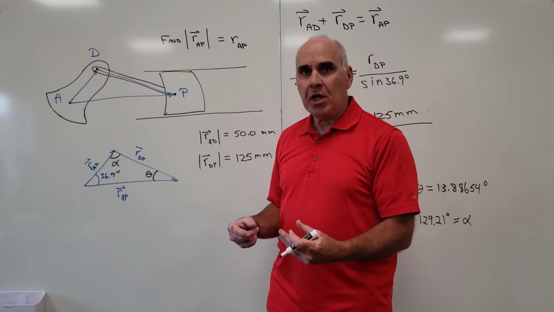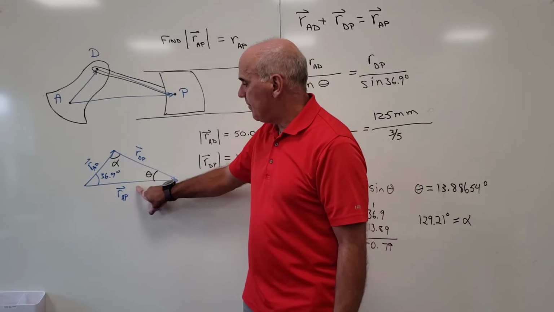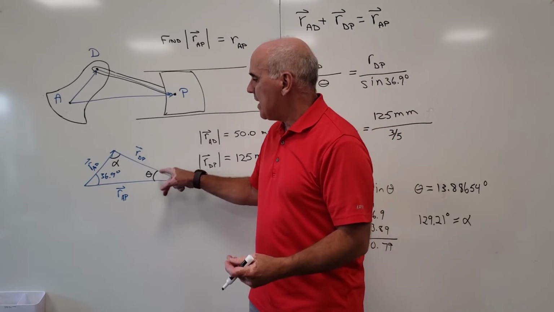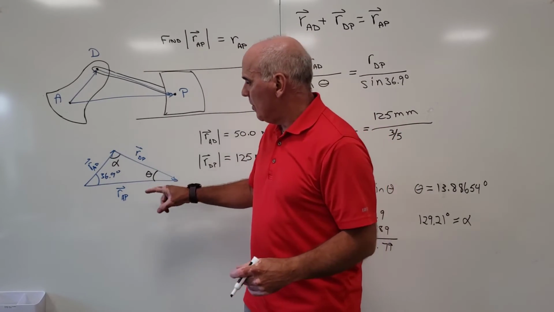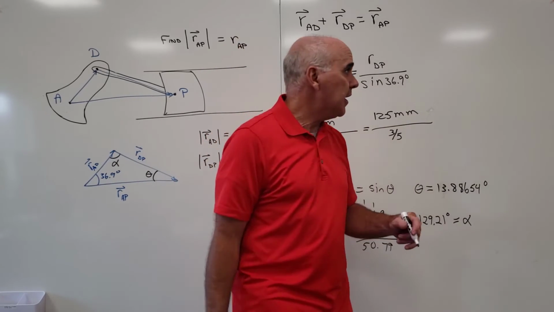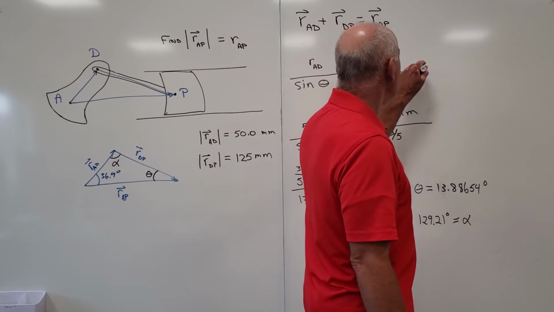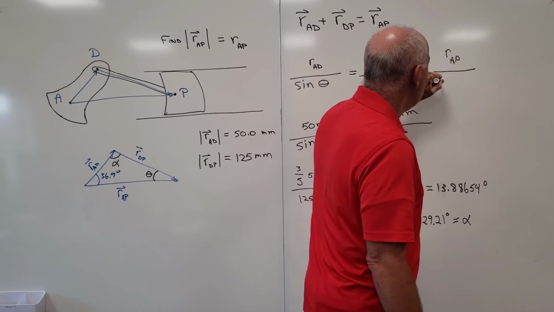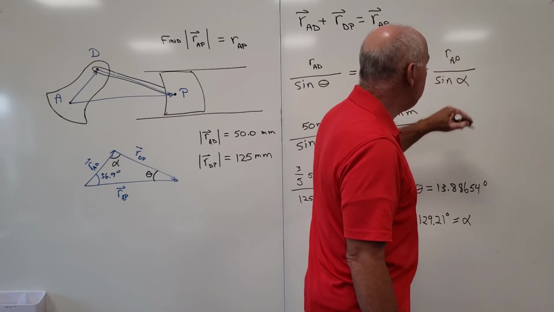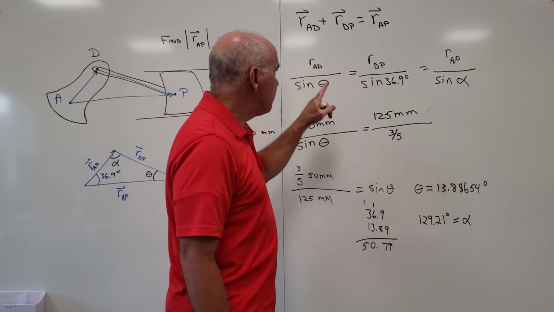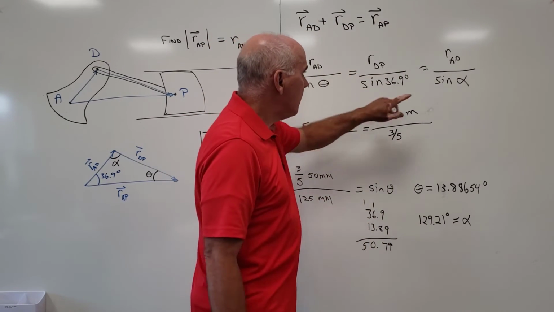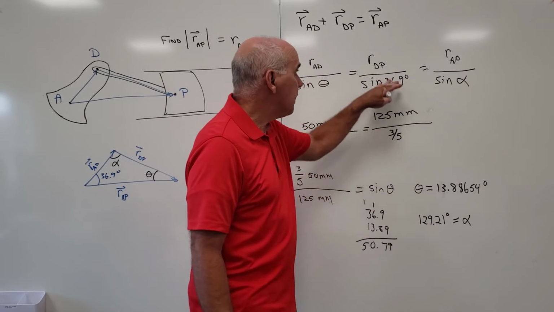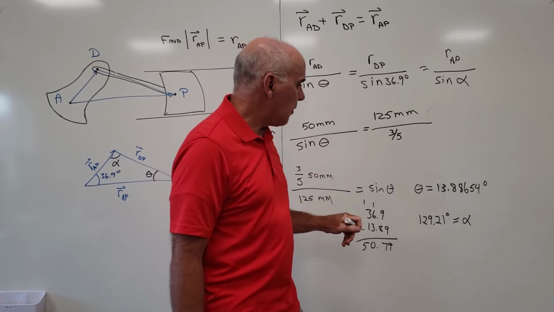And I can use the law of cosines to find RAP. And I will, but let's do this first. I now know all of the angles, and so if I say, well, the sine of alpha, this would be RAP over the sine of alpha. And so I know all of this stuff over here. Alpha is given, and I can solve that for RAP.